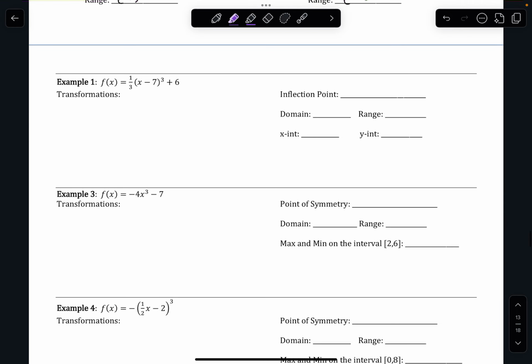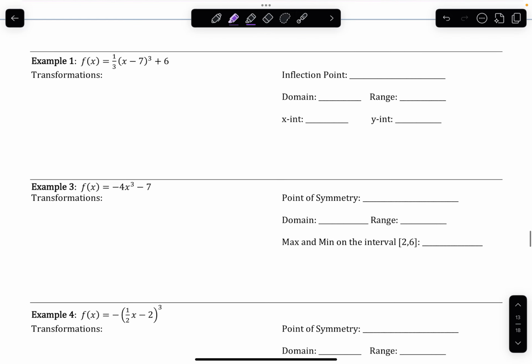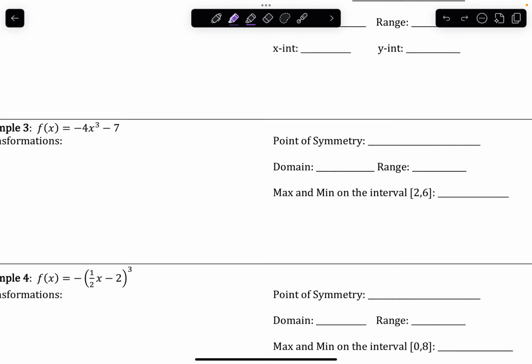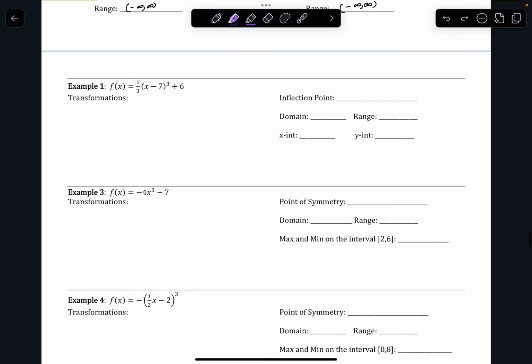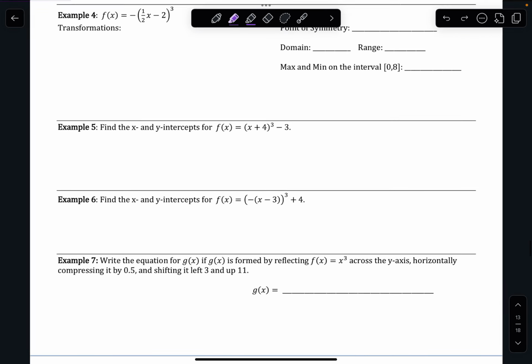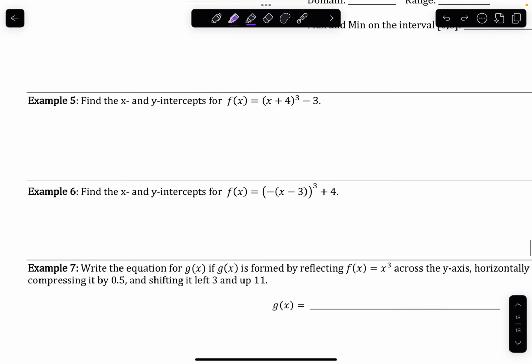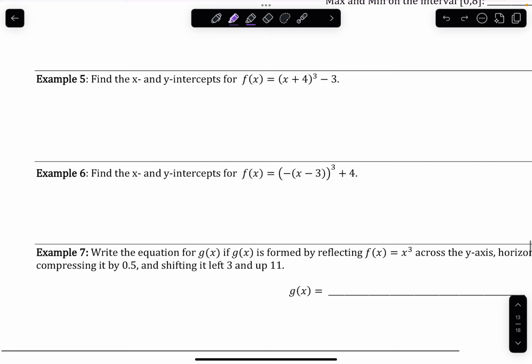Okay, and so now we're gonna identify some key features like the intercepts and max and min on intervals. And so that's where it's going to be helpful to have a picture when we do that. Okay, so I want to actually skip to example 5 and 6 where we're just focusing on the intercepts.